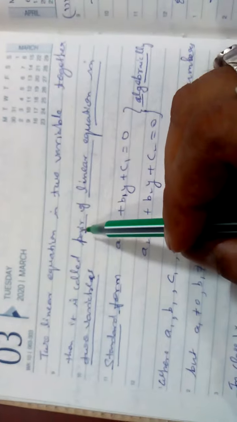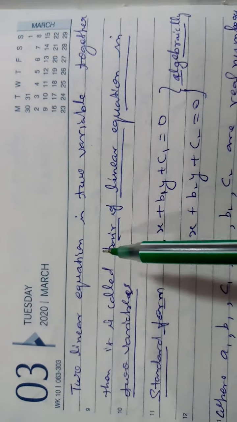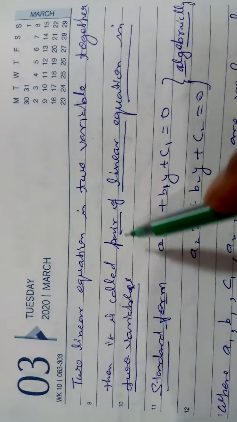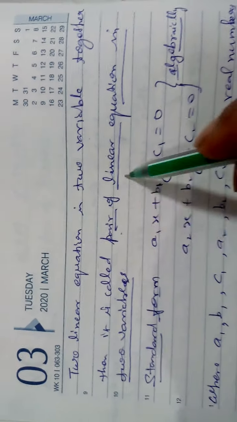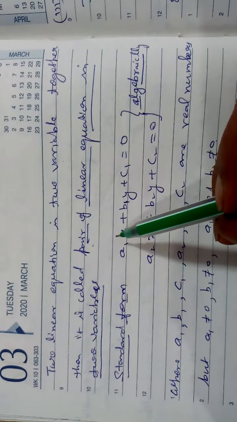Next topic we will see: 2 linear equations in 2 variables together. When you take 2 linear equations, what will you get? When you take 2 linear equations in 2 variables together, it is called a pair of linear equations in 2 variables. It is your 10th standard portion.